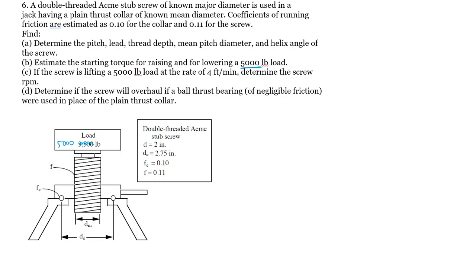So the first thing that we can do is we know the Acme profile, and we know that the distance from here to here is the P. Extend this P over 2, which is the P over 2. We can find all of this from P pretty easily.